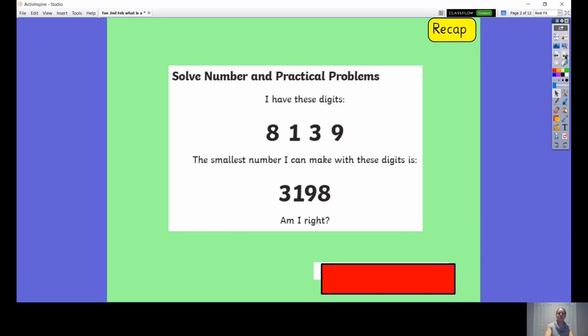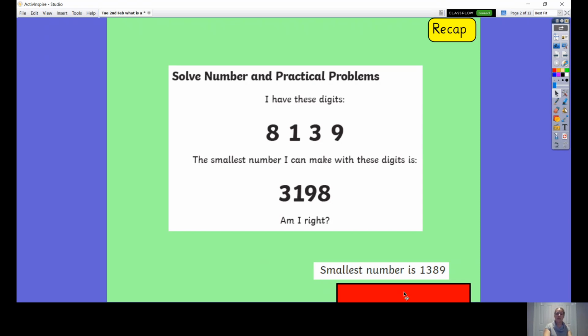Okay, press go again. So hopefully that's because you've realised that I am not right. The smallest number that I can make is actually 1,389. If I want to make the smallest number, I have to put the smallest digit in the largest column. Okay, so the 1 goes into the thousands column.